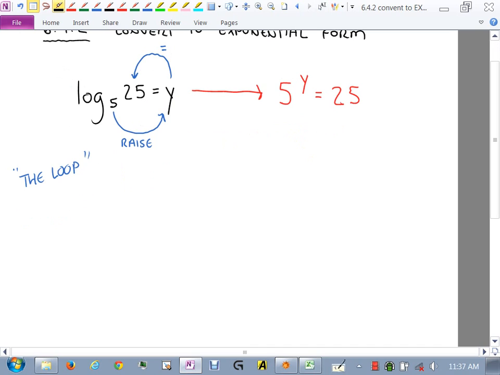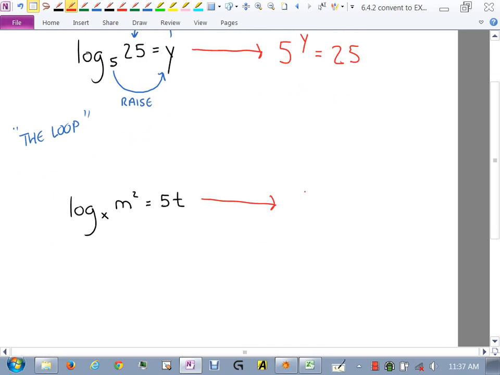Let's try another one. How about log base x, m squared equals 5t? So x to the 5t equals m squared. I'll use my loop. I'm taking x, I'm raising it to the 5t. So that's what I did, right? Raised it to the 5t. Then I set that equal to whatever was right there, equal to m squared. See that?